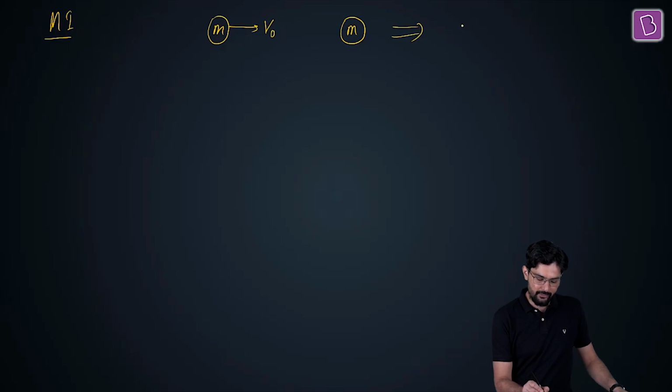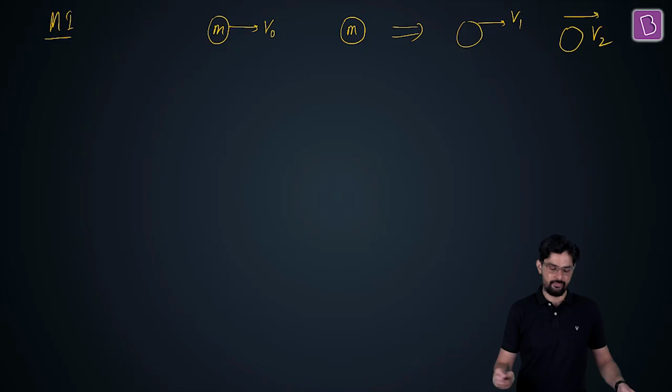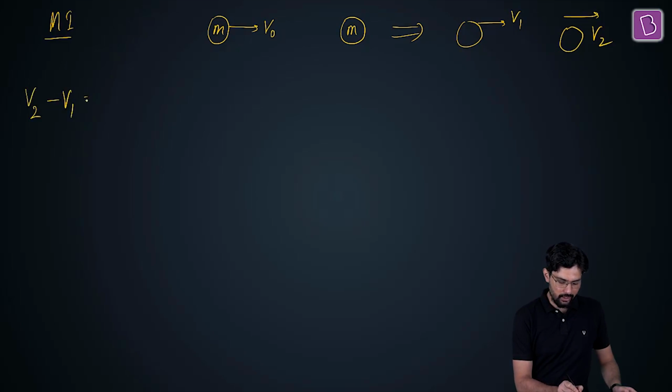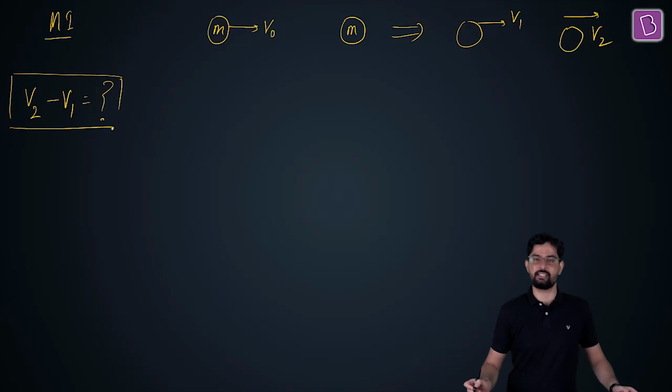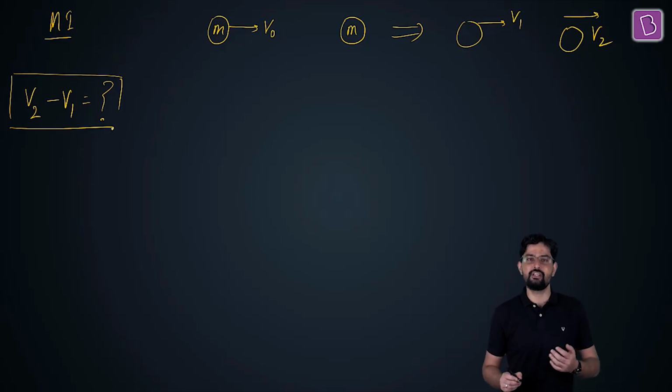And let's assume that after the collision, the first particle is moving with the velocity v1 and the second one is moving with a velocity v2. And what do you have to do? You simply have to find out what is v2 minus v1 in terms of v0. So basically this is the problem. So first let's conserve the linear momentum of the system.